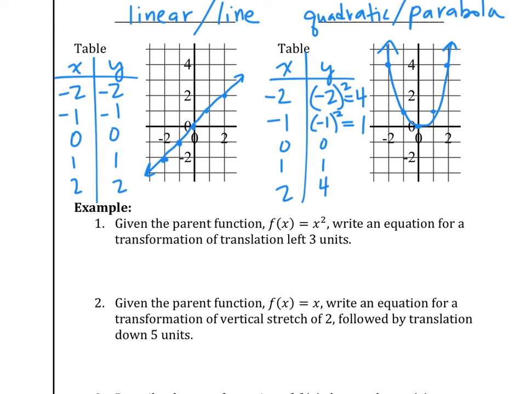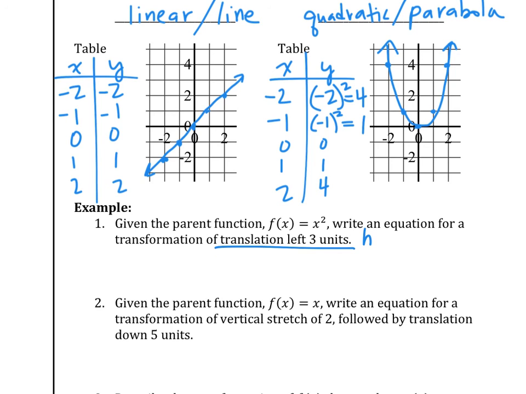So these are my parent functions, and what we're going to do now is write the transformation based on the parent function. For example, number 1: given the parent function x squared, write an equation for the transformation of left 3 units. Left 3 units. Ask yourself, left is what letter? A, H, or K? Going to the left, we know that has to do with H. But going to the left, left is what? +3 or -3? It's going to be +3.